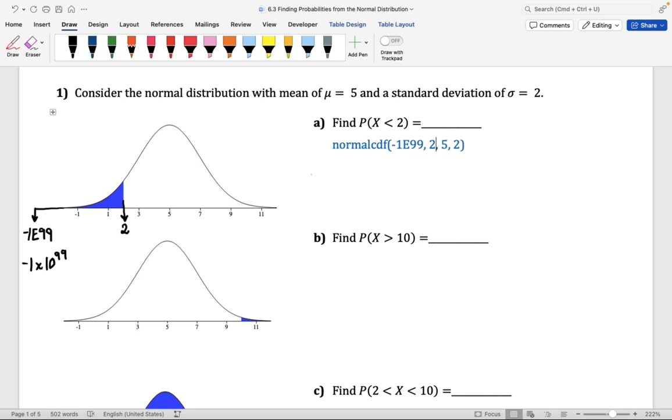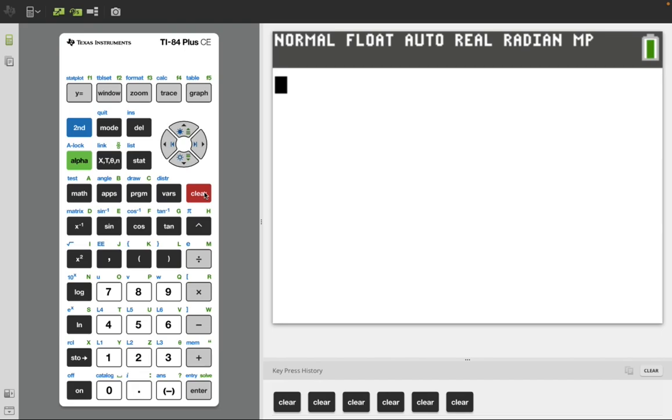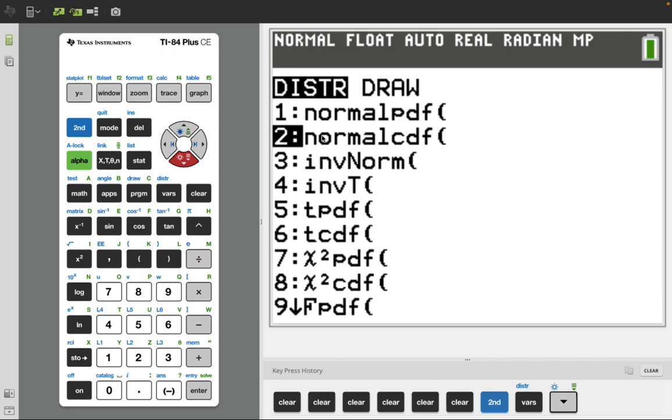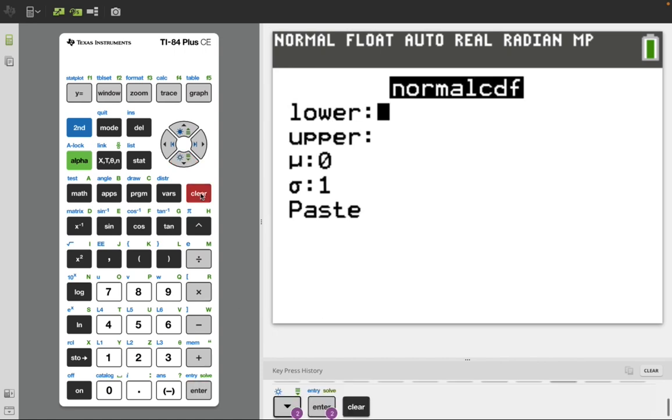Let's go ahead and try this on the calculator. The normal CDF is a distribution. So here, we're going to click second, bars. Notice that on top of bars, we see distribution. And here we have a list of all the distributions. We're going to go down to option number 2, where it says normal CDF. Go ahead and click enter. Let me clear what I had so I can show you how you're going to enter negative 1E99.